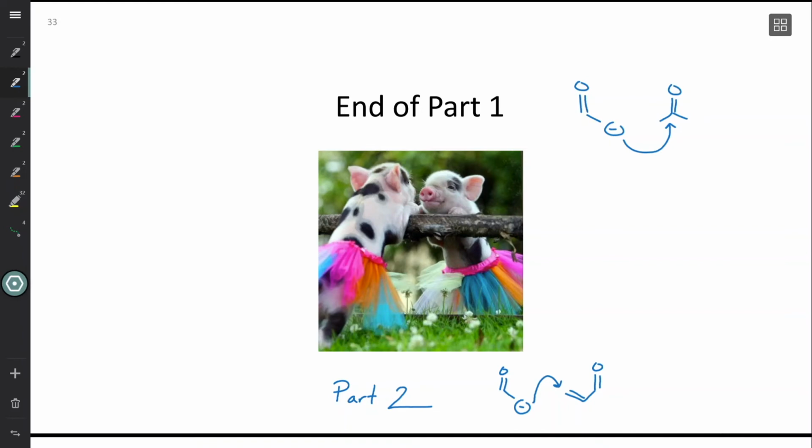Welcome to part 2 of our condensation chapter lecture. So this is chapter 22. In part 1, we covered reactions between two carbonyls if one is an enolate and one is acting as our electrophile. In part 2, we're going to be talking again about enolates being nucleophiles, but instead of attacking just a straight carbonyl, they're going to be attacking a conjugated carbonyl.